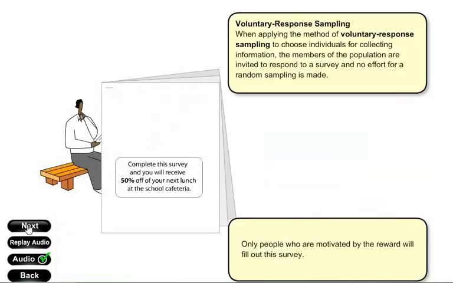Voluntary response sampling. When applying the method of voluntary response sampling to choose individuals for collecting information, the members of the population are invited to respond to a survey, and no effort for a random sampling is made. Only people who are motivated by the reward will fill out this survey.